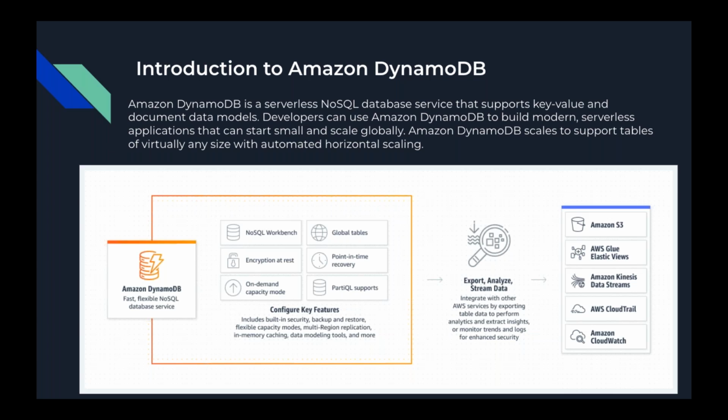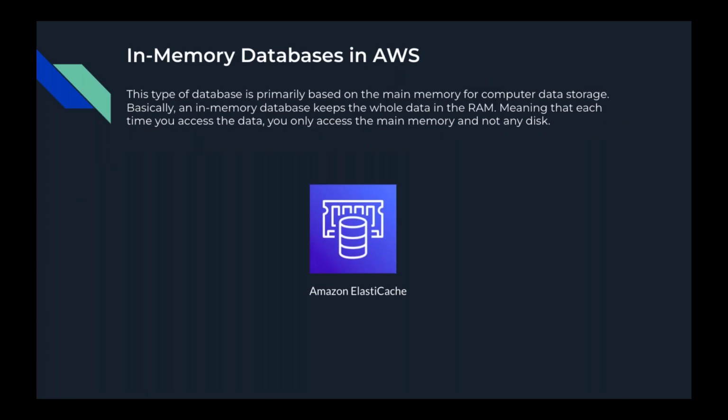So that was about the DynamoDB NoSQL database offered by AWS. Moving on, we have the in-memory type of databases that AWS offers us. This type of database is primarily based on main memory for computer data storage. It keeps the whole data in the RAM, meaning that each time you access the data, you only access the main memory and not any disk.